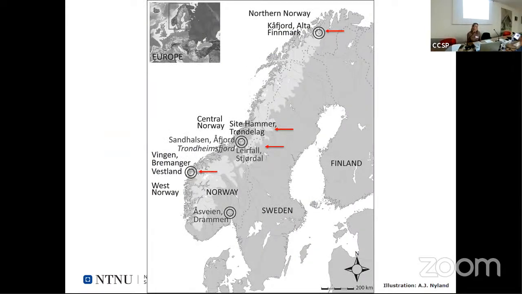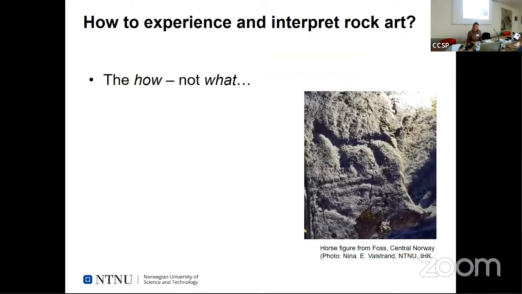So just to give you an idea on where we are, this is a map of the area which I will mention today. And it's particularly the site of Leirfall and Hammer in central Norway, and Wingen at the west coast of Norway, and Alta in the northern Norway, marked with red arrows here. So during this presentation, I want to show different agents that could be important for understanding the rock art. So this presentation will not focus on the meaning behind the motifs, what the image may represent.